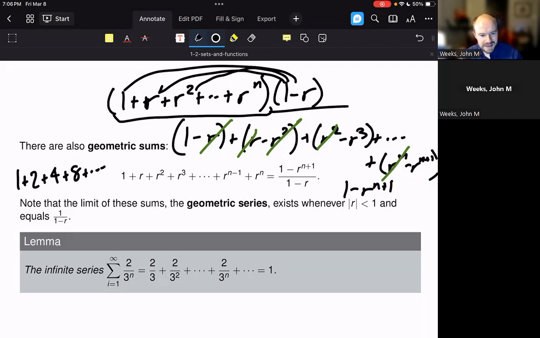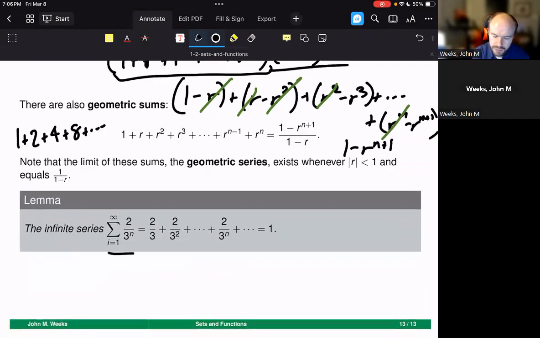So the infinite series, sum of (2/3)^n, is equal to 1, is going to be one of our lemmas for something that we're going to see in the next section. So let's see if we can show why this lemma is true.